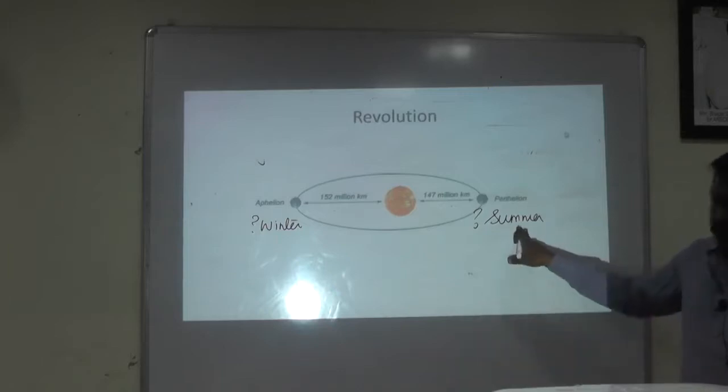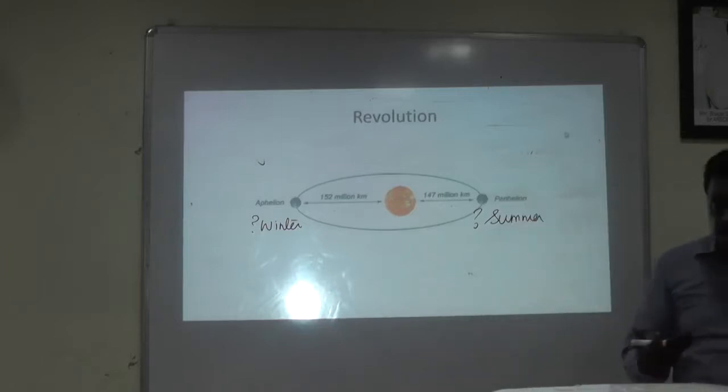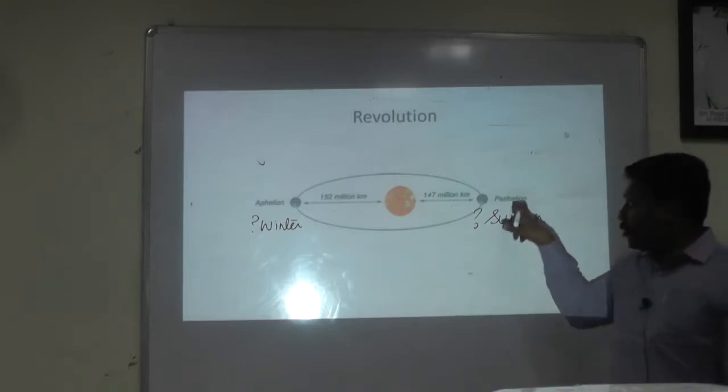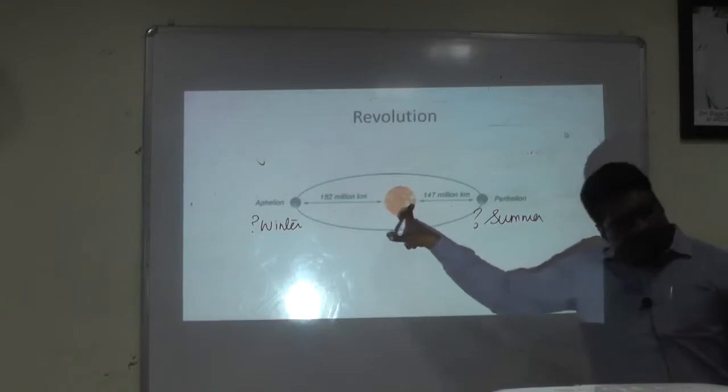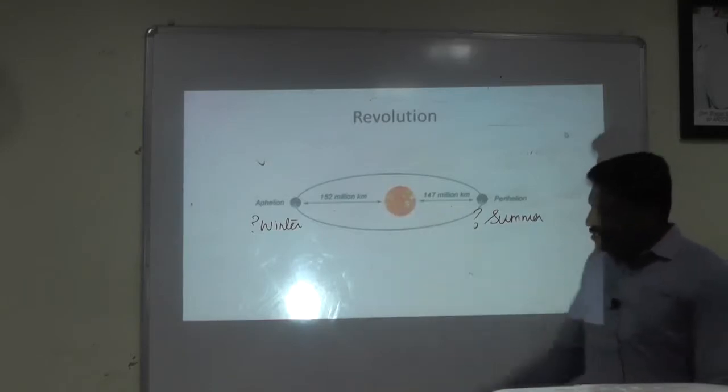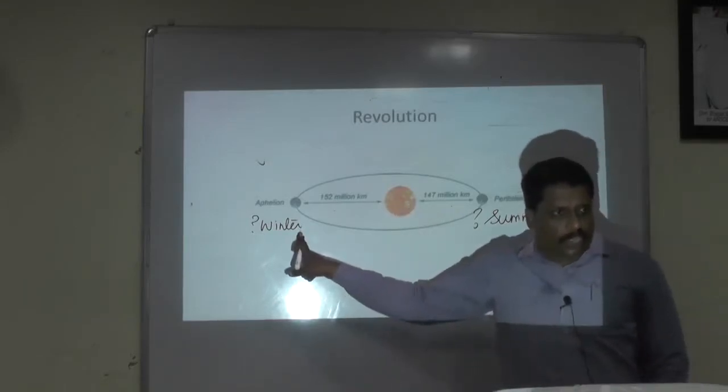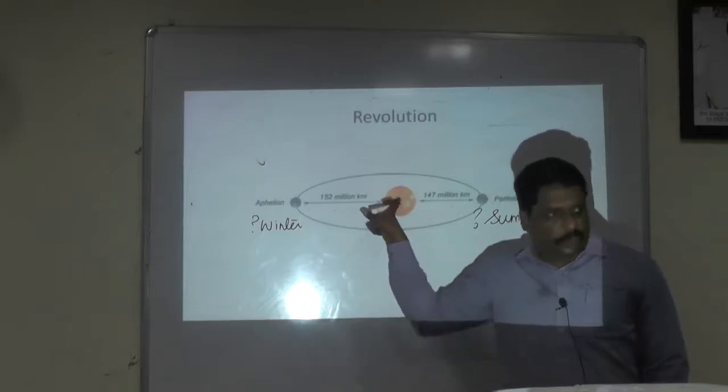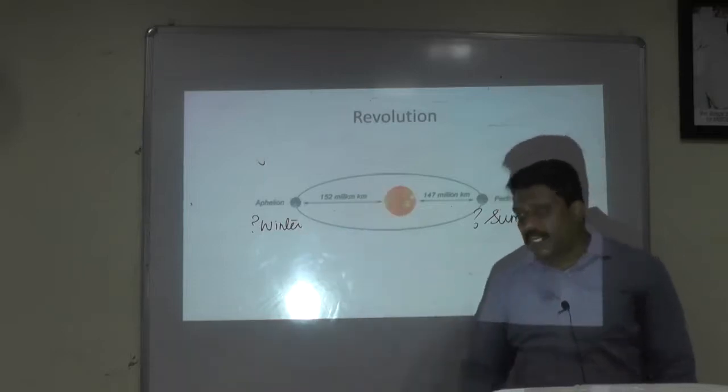See, for example, why do you say summer? When I talk about summer, what exactly is the temperature you experience? Very hot. So obviously we have a mindset that this temperature is very hot because Earth is very close to the sun. Winters comparatively are colder, and you may think it is because the Earth is located far away from the sun.